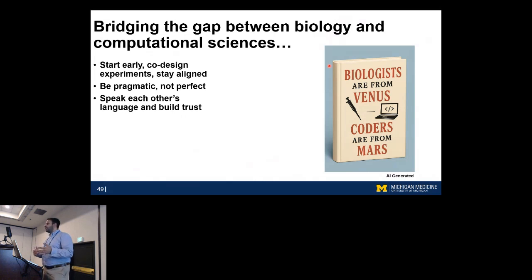And you have to build trust. You have to be able to speak both languages, the biology and the computational science, and build trust with them through letting them know what you are doing and what the different things are that you're doing.